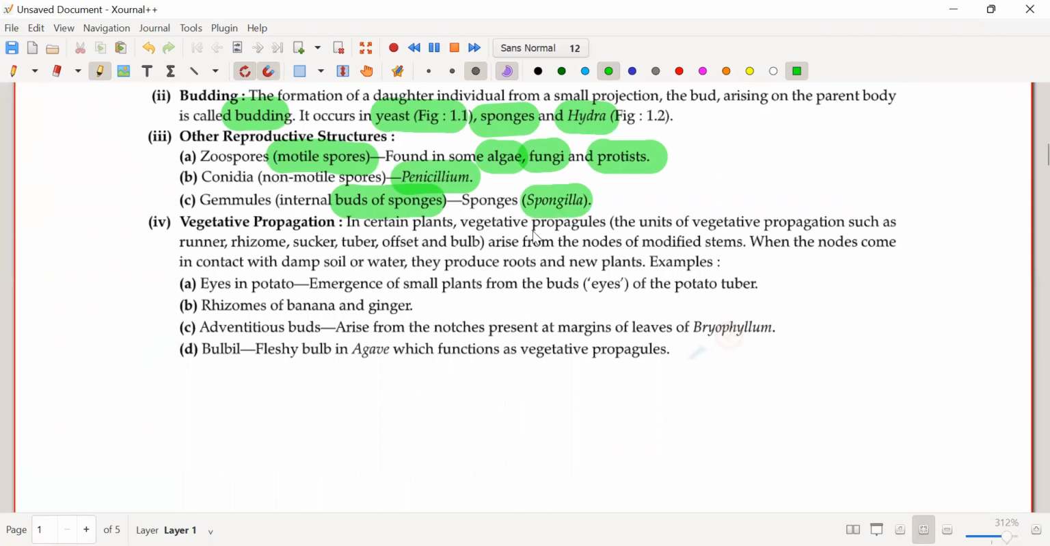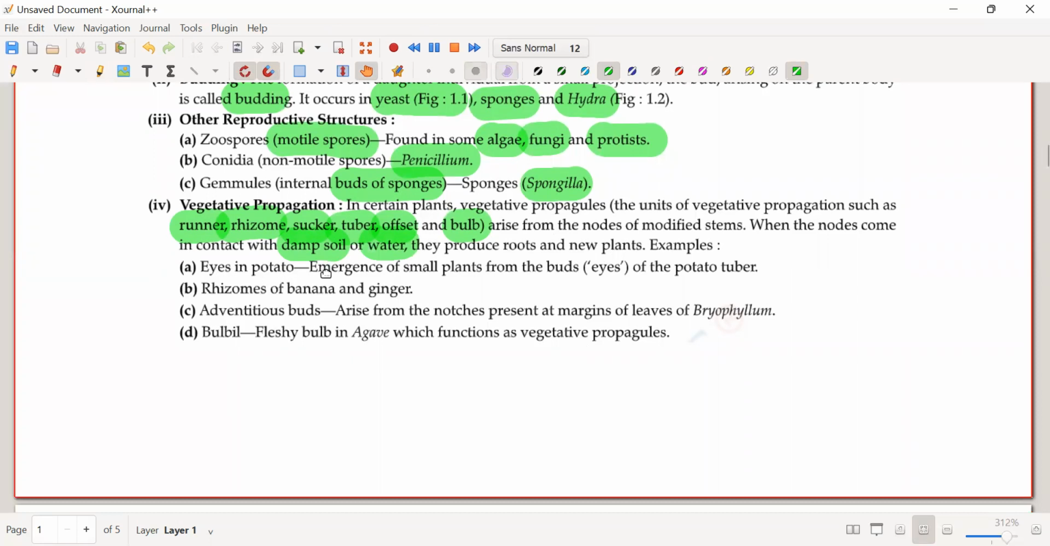Vegetative propagation. In certain plants, there are vegetative propagules, the units of vegetative propagation, such as runner, rhizome, sucker, tuber, offset, and bulb. They arise from the nodes of modified stem. When the nodes come in contact with damp soil or water, they produce roots and new plants.